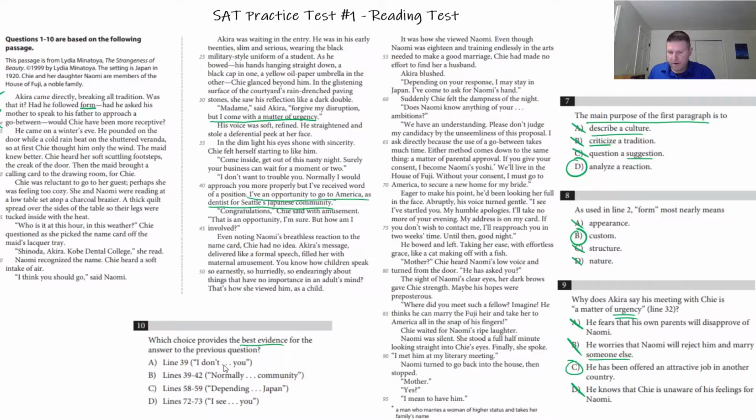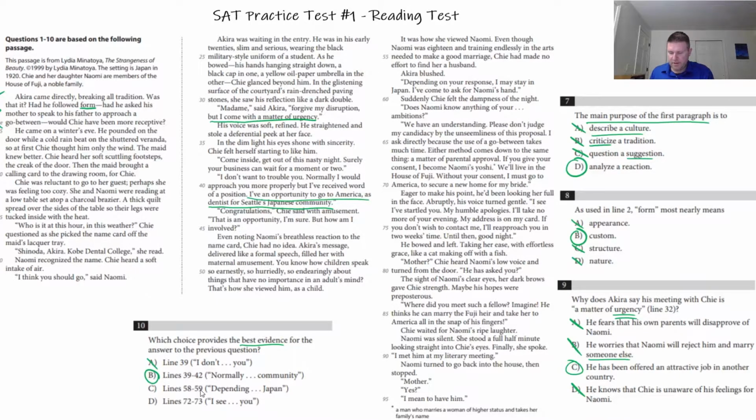So if you go to line 39 here, the line 39 portion starts with "I don't" and ends with "you." That's what encompasses this answer. So if we go to line 39, "I don't want to trouble you." Is that why it's urgent? Because he doesn't want to trouble her? No. And then if you look at B, lines 39 through 42, starting with "normally" and ending with "community." So that's actually where we underline here. "I don't want to trouble you. Normally I would approach you more properly, but I've received word of a position. I have an opportunity to go to America as a dentist for Seattle's Japanese community." So is that why it's urgent? Yes, it is, okay, because he was offered that job. So for now, we'll circle that.